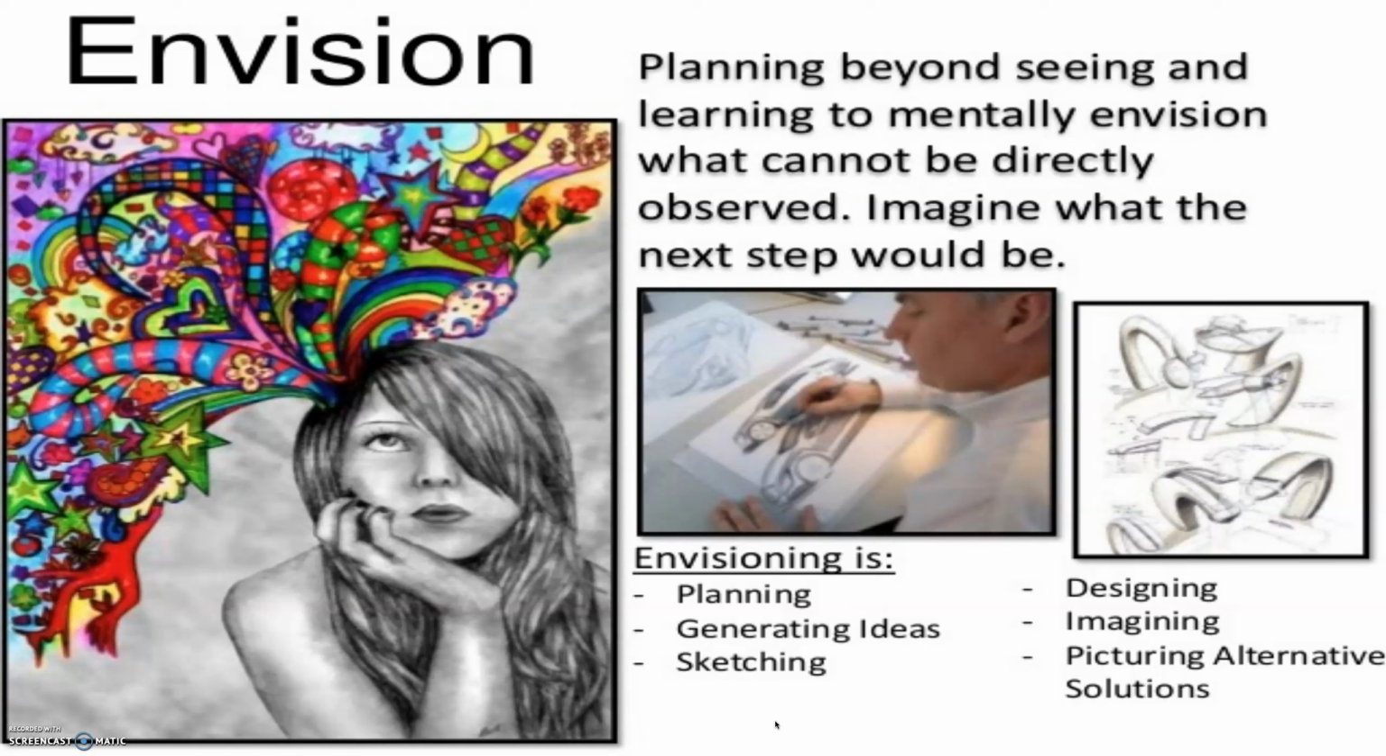So the next skill set that you will learn is how to envision. Okay, this is the planning, this is the idea making, the idea generation. It's trying to imagine what's not already there. So what you do when you envision in the art room and in life in general is you're planning, you're generating ideas, you're brainstorming, you're sketching, you're imagining, you're picturing what if, alternate solutions.